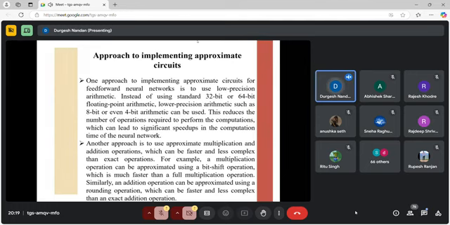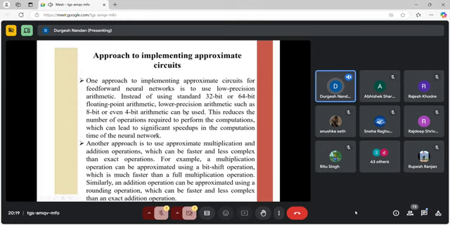One approach to implementing approximate circuits for a feed forward neural network is to use low precision arithmetic instead of using standard 32-bit or 64-bit floating point arithmetic. Lower precision arithmetic, such as 8-bit or even 4-bit arithmetic, can be used. That reduces the number of operations required to perform the computation, which can lead to significant speed up in the computational time for the neural network.